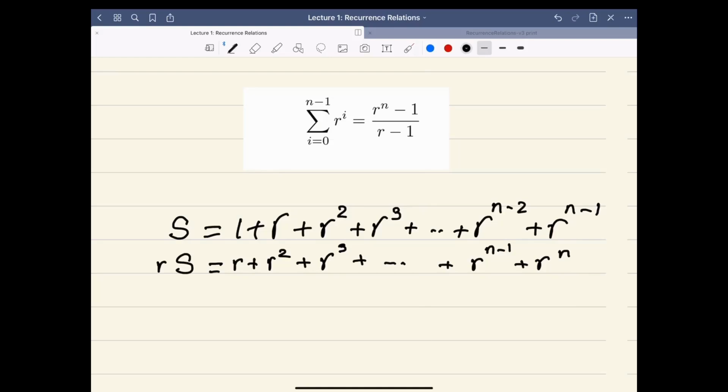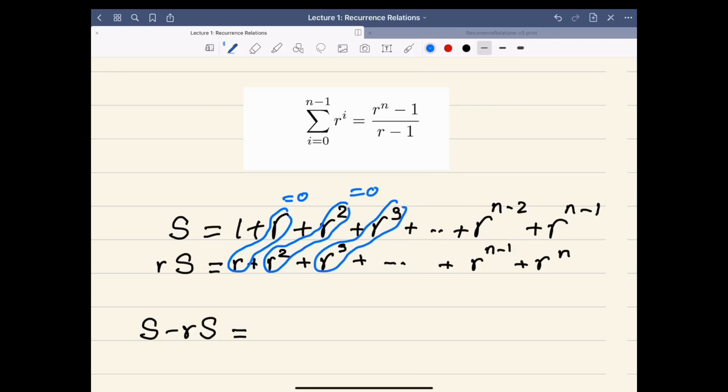Now subtract S minus rS. So combine these two, subtract these two, this is equal to 0. Subtract these two, it will be equal to 0. Subtract these two, it's equal to 0. And again, you subtract these two, it will be equal to 0. So this one is already subtracted from the previous value in here.